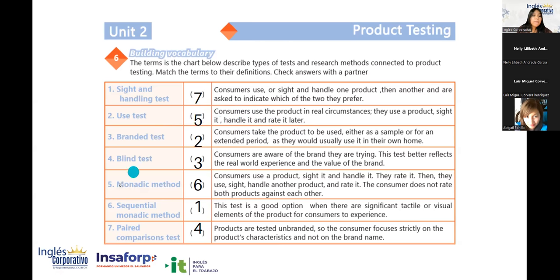Okay. Number six. Sequential monadic method. Consumers use a product, sight it, and handle it. They rate it, then they use, sight, handle another product, and rate it. The consumer does not rate both products against each other. Yeah, they do it in a separate way, but they test two products. Okay, number seven.